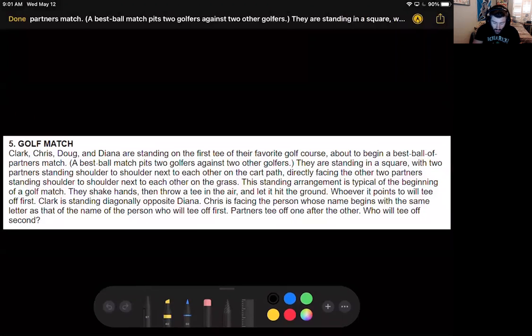So what's important here is to notice that Clark is standing opposite of Diana, and then Chris is facing the person whose name begins with the same letter as that of the person who tees off first. So, for example, if Chris were to face Clark, then notice that Clark starts with the C. So the only other person that starts with the C is Chris. So Chris will tee off first in that situation. So our goal is to find who will tee off second. So let's start.